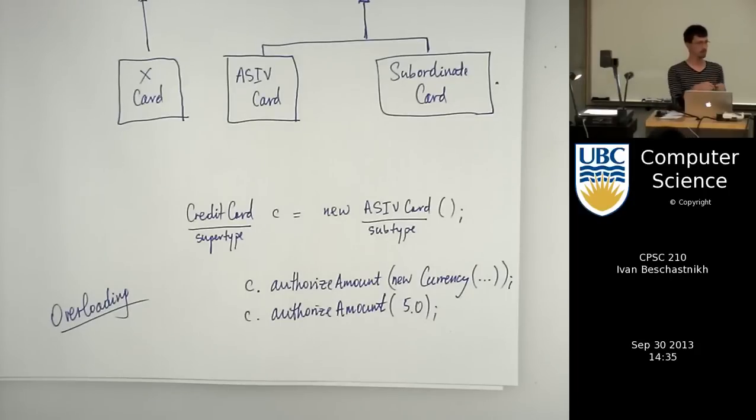Questions? What is a double amount? Yeah, double amount. So double is another primitive type. It's kind of like int. An int is an integer, could be negative, could be positive. It's a whole number. And double is a fraction. It has a decimal point, so it could be 5.5, 2.3, and so forth. So higher precision. Other questions about overloading?